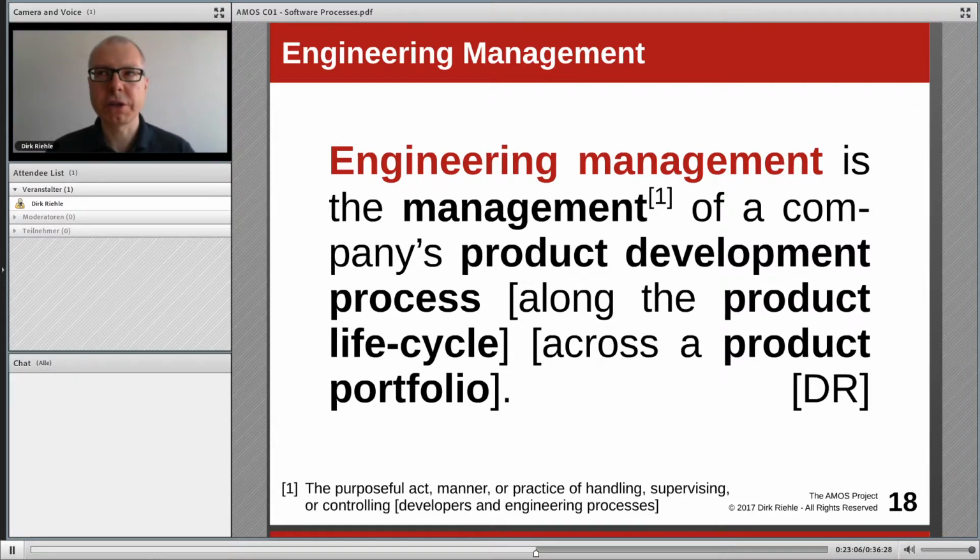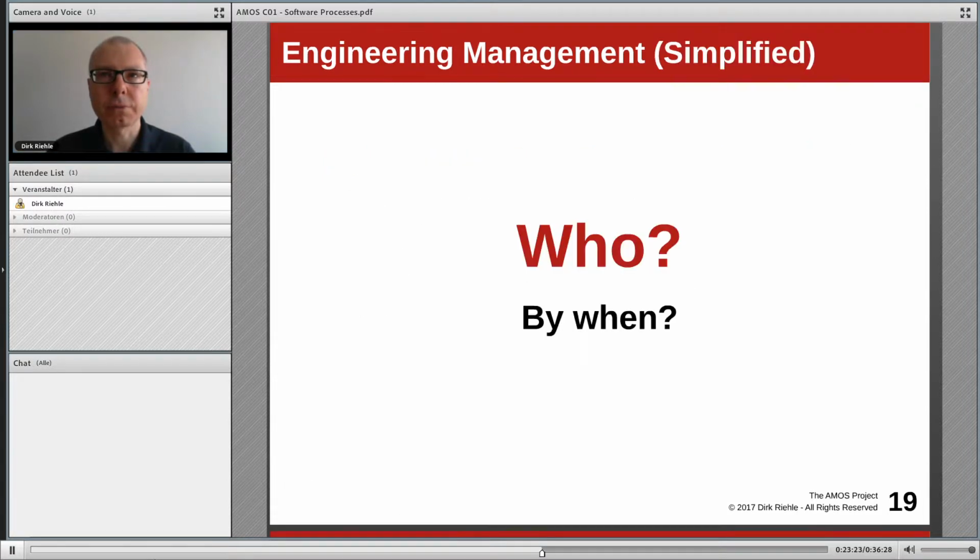All right, on to engineering management. Engineering management is the management of a company's development process along the same dimensions as those of product management, for example, the product lifecycle and the product portfolio. Simplifying again, an engineering manager asks who gets to do what, and also by when should they ideally be finished, to the extent that it's possible to set these deadlines.